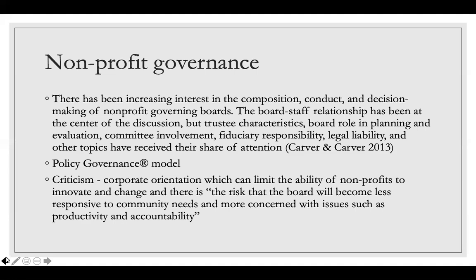The thing is, even where you are unable to have those types of separations, you still want to be covering as much of the board activities as possible. So you want to ensure you're planning and evaluating, as I have written here. You have committee involvement, and this thing, fiduciary responsibility.